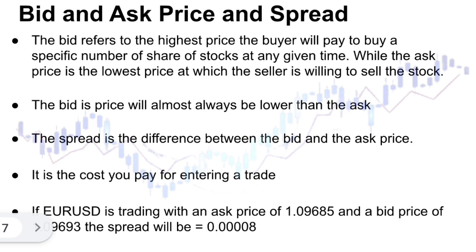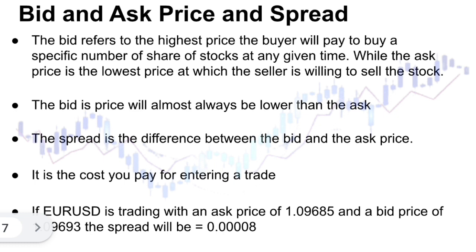You see, so this is the bid. You as a buyer come with a bid, and the seller presents you with the selling price, which is the asking price. That's the difference, and that's what we mean by bid and ask price. So the bid price will almost always be lower than the ask. That's one thing you should know: the bid will always be lower than the ask.